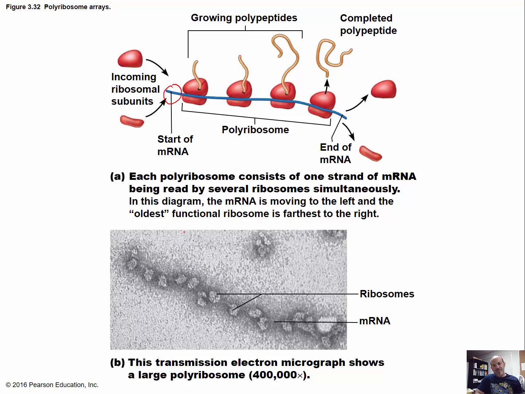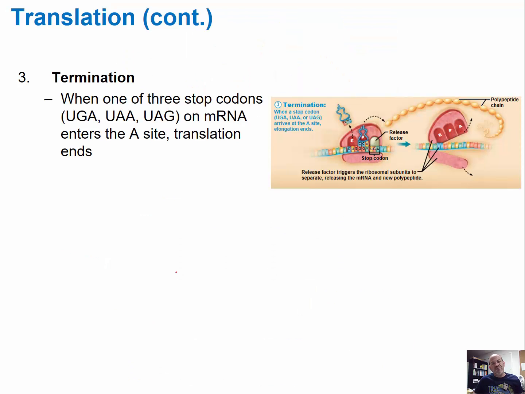So we actually see that this is called a polyribosome, and this is an actual electron micrograph magnified 400,000 times, showing several ribosomes on an mRNA strand, and each one of them is translating, and there are different stages of that translation. Then we have termination.